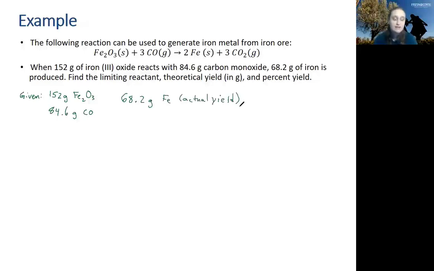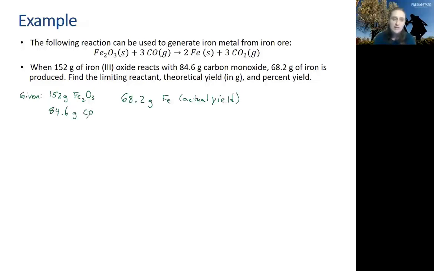So you can calculate the actual yield given a theoretical yield and a percent yield, but more often this is something that you would measure in the lab and you would just determine experimentally. So given this information, we need to find the limiting reactant, the theoretical yield, and the percent yield.